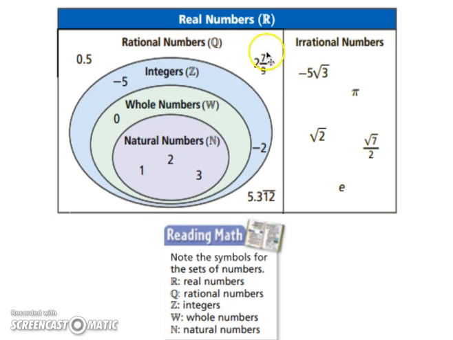Your rational numbers are anything that you can make as a fraction. You can make 2 a fraction, 2 over 1. You can make negative 5 a fraction, negative 5 over 1. You can make 2 and 7/9 a fraction. You can't really make pi, e, the square root of 2, and others into fractions that are completely accurate. So they're irrational numbers.